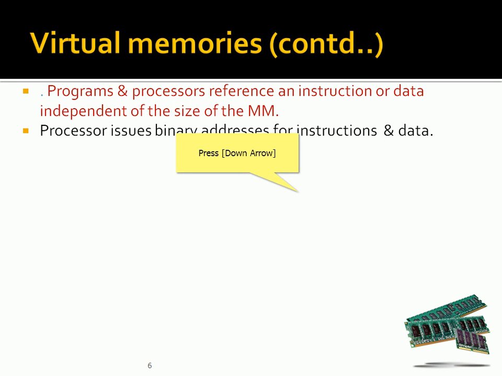Processor issues binary addresses for instructions and data. When executing the program, after the start of execution, the instruction's address is essential in order to bring those instructions. They may be available in the cache memory, main memory, or secondary memory. So this path will be followed.